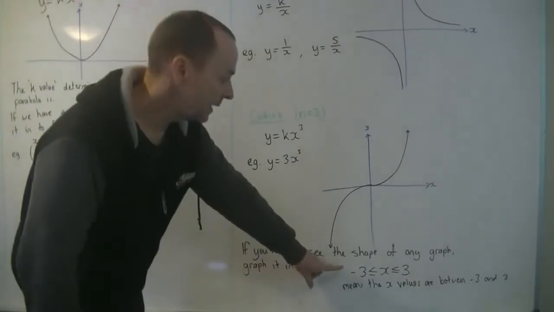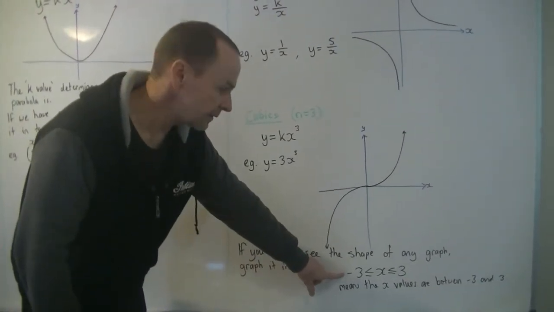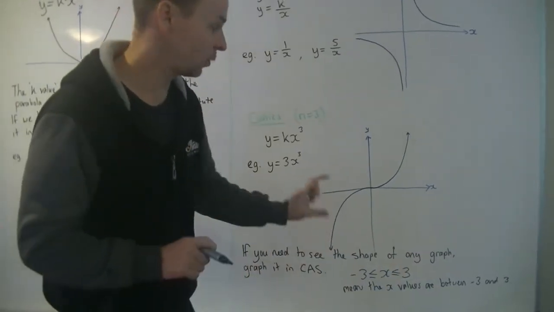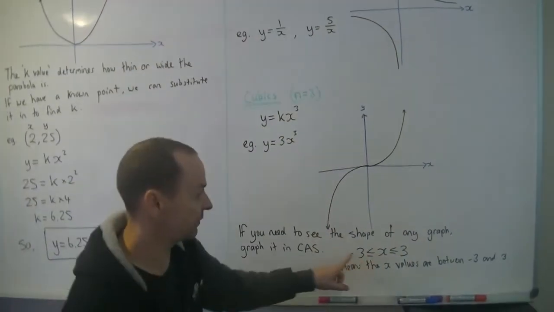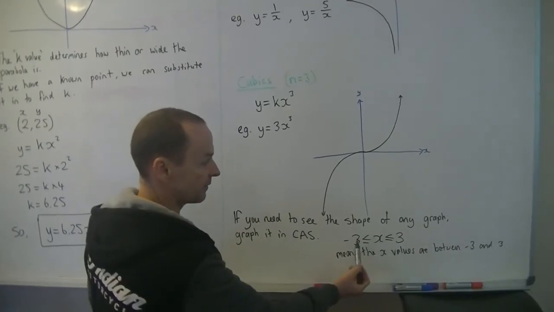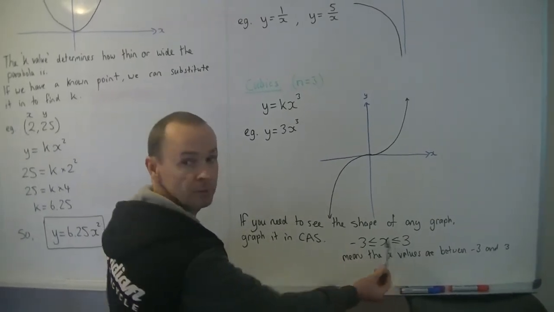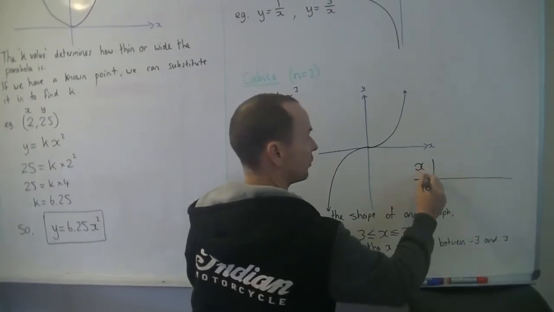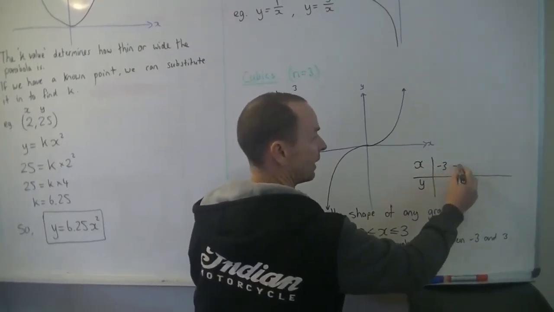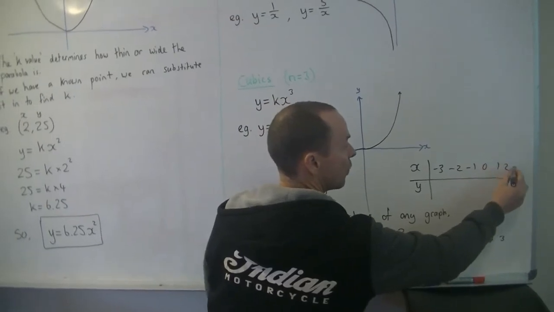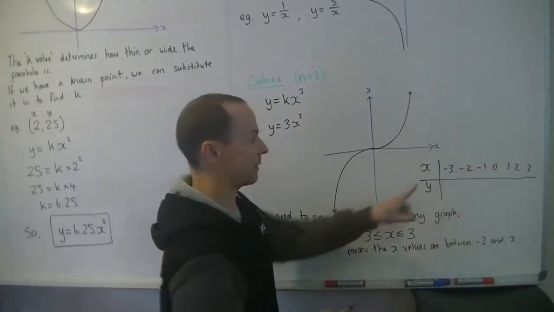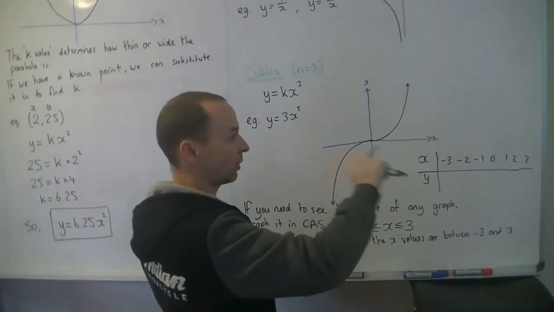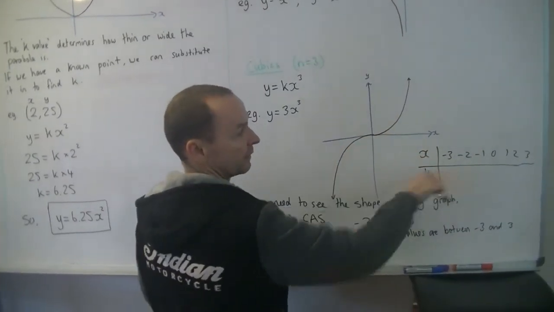And the last thing is, if it says sketch the graph or do a table of values, that means you want to find all the x and y coordinates between, and it says this here, it means the value of x goes from -3 all the way up to 3. So for a table of values, you'd have x and y, and you'd have -3, -2, -1, 0, 1, 2 and 3. And then you'd have to substitute each value in to find the y value, or use CAS and scroll along the graph and fill in the values there.